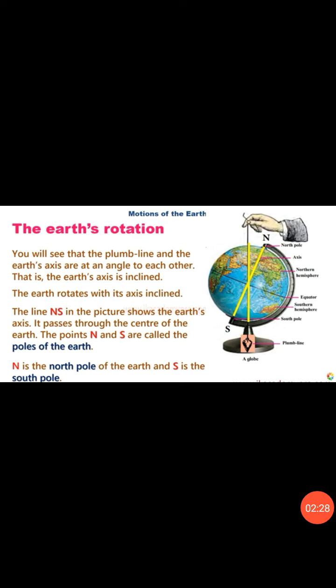Now students, let's understand the term Earth's rotation. For this, let's take another activity. You will see the plumb line and the Earth's axis at an angle to each other, that is, the Earth's axis is inclined. So students, what do you mean by a plumb line?